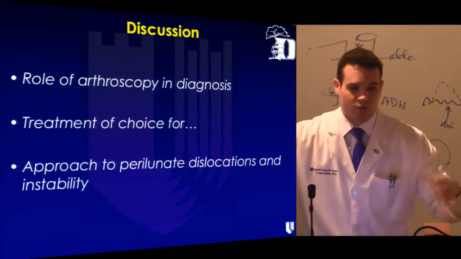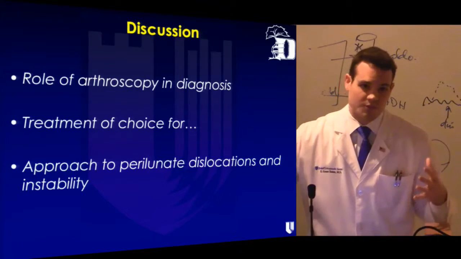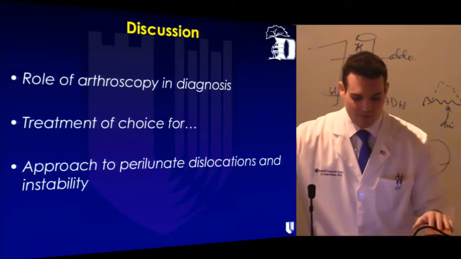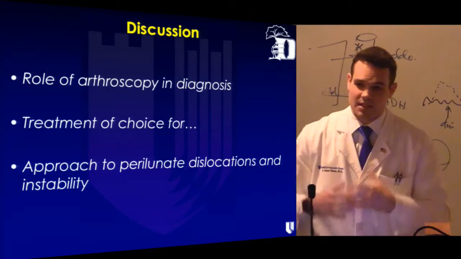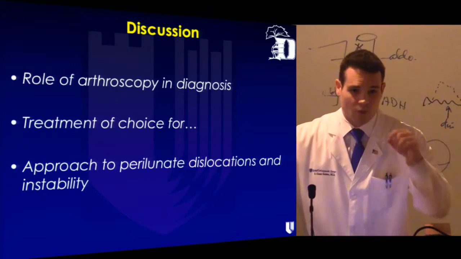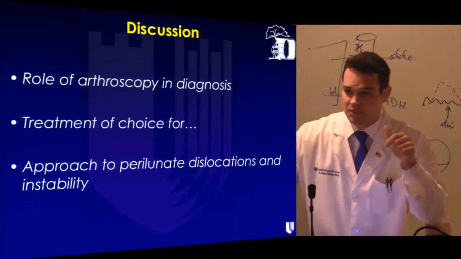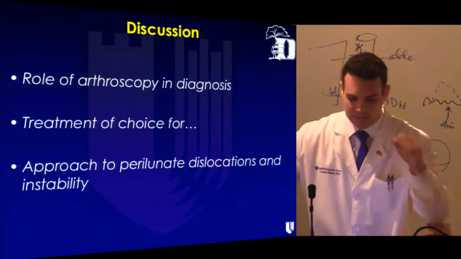And just a couple points that I thought were interesting as we move forward is the true role of arthroscopy diagnosis, when you pull the trigger as to when to do it. Treatment choice for really any of these, which I thought seemed like there was a lot of variability. And then the approach to the perilunate dislocations and instability as there can be multiple forms of it, and then also the SL and the LT ligaments can be involved in both, and how do you go about treating that?